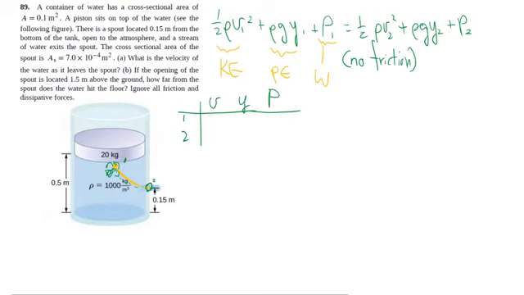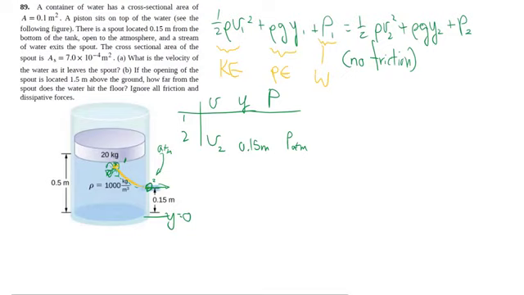At point 2, you have some speed that we're trying to find out. For the height, we can define y equals 0 to be at the bottom, so this can be 0.15 meters. And the pressure, because at this point it's open to the atmosphere, out here, this is the atmosphere, is P atmosphere.